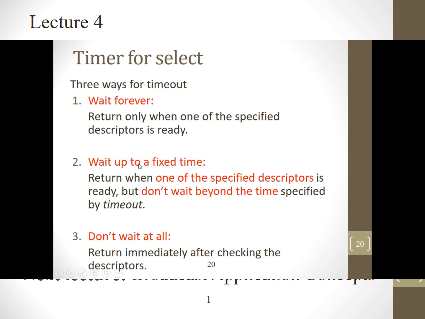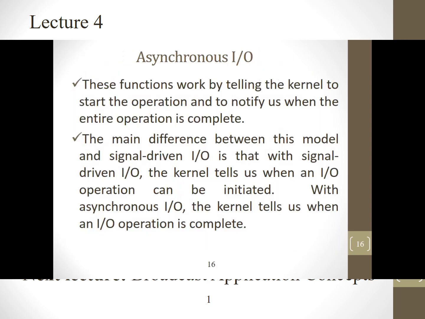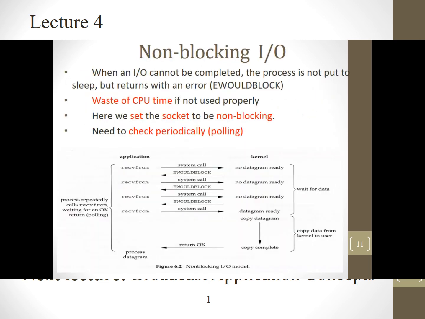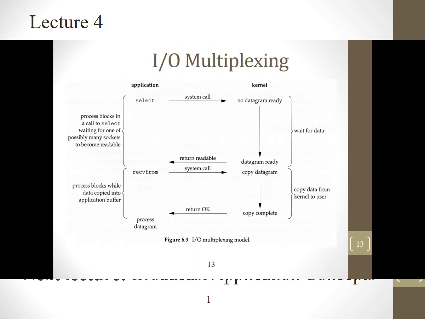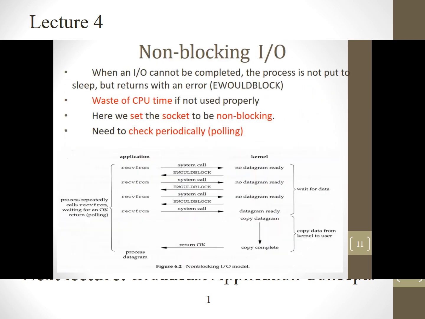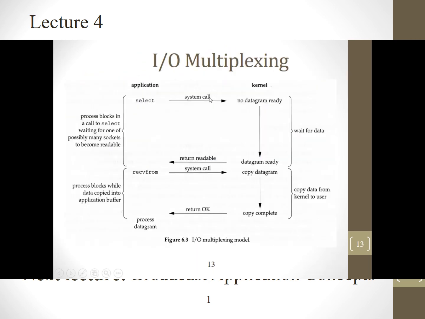The other one says wait up to a fixed amount of time. If we look into it, where did it wait for a fixed amount of time? It was somewhere here. It says wait for some fixed amount of time in the select system call. When the datagram was ready, it returned readable. So this was the fixed amount of time that it waited.